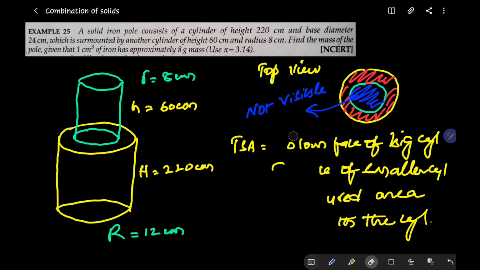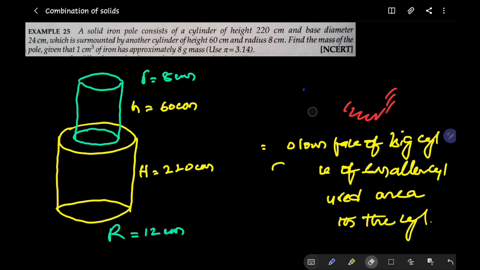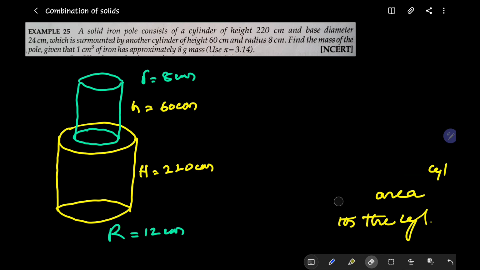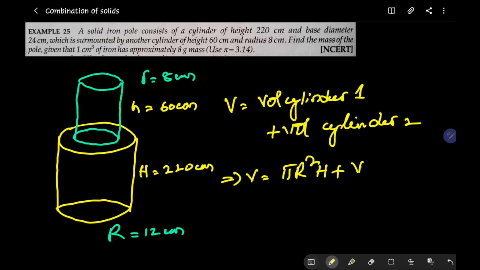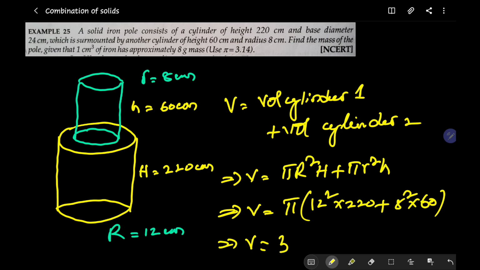Now let us see what this question actually demands us to solve. We need to find out the mass of the solid by using the density given in the question. We know that density is mass divided by volume, and thus mass is the multiplication of density and volume. So first we need to find out the volume of the solid. Add the individual volumes, that's not at all difficult. The calculation is also being shown on the screen.